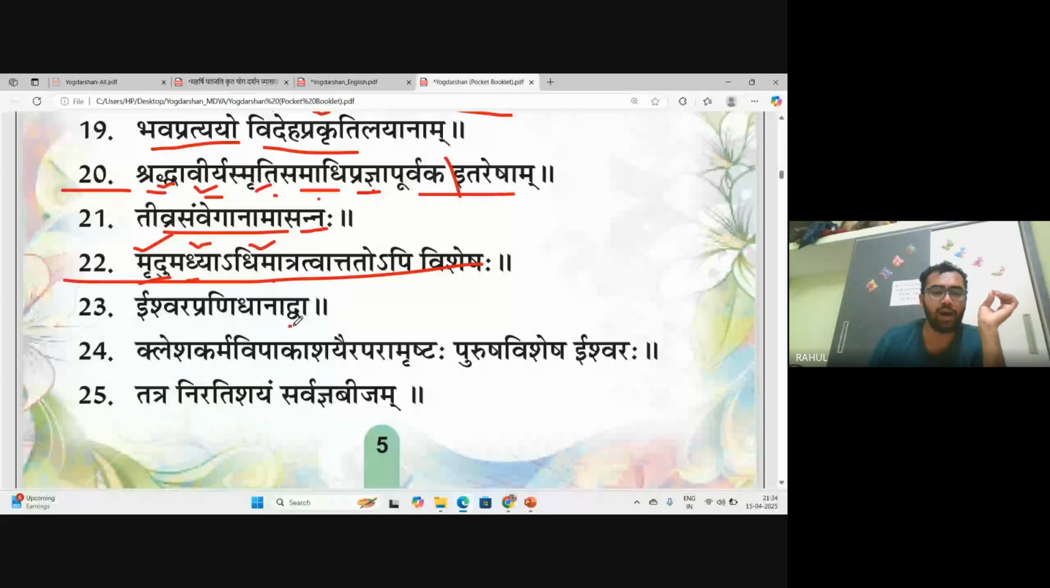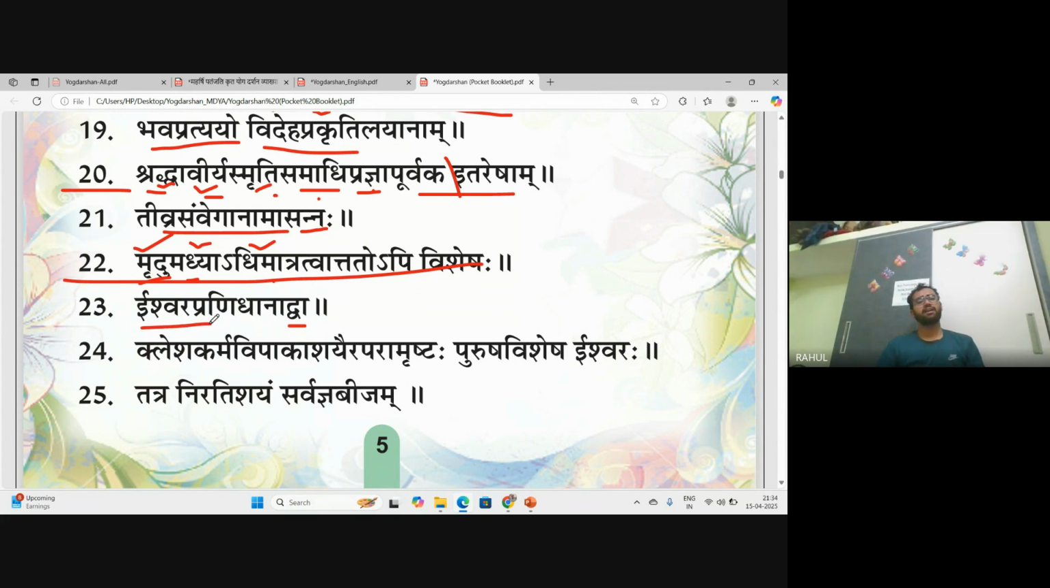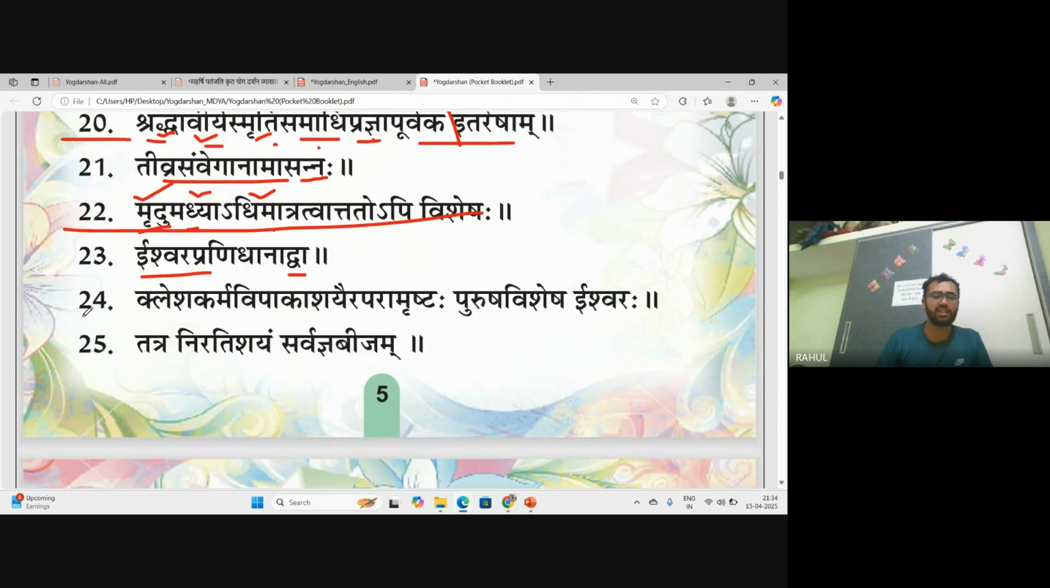So here it is telling Va. Va means it is another option also: Ishwar Pranidhanadva. If we follow Ishwar Pranidhan, meaning fully surrender to God, then also we can achieve moksha. We can overcome the Chittavritti through Nirodha. Now, Sutra number 24 explains who is God: free from klesha, karma, vipaka, and ashaya. Aparamrishtaha means no relation with klesha, karma, vipaka, ashaya. That particular specific Purusha Vishesha we call Ishwara.